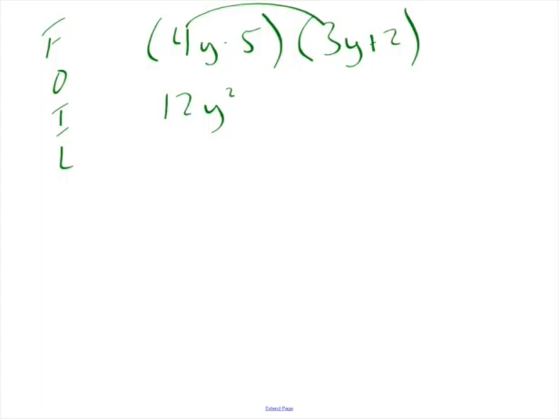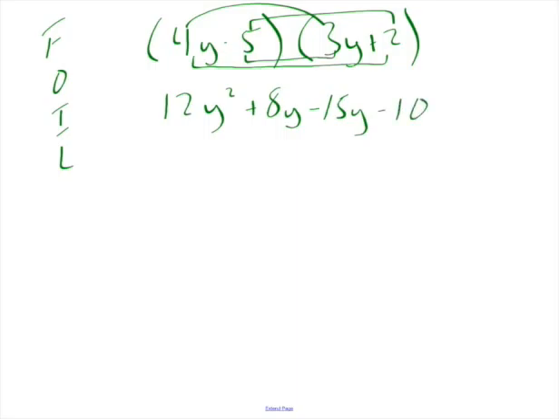Our outer terms are going to be positive 4y and positive 2. So that'll multiply together and give you 8y. Our inner terms are going to be negative 5 and positive 3y. That's going to give us negative 15y. And then our last terms are going to be negative 5 and positive 2. That's going to give us negative 10.